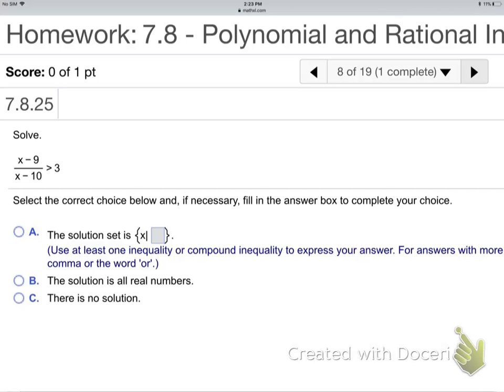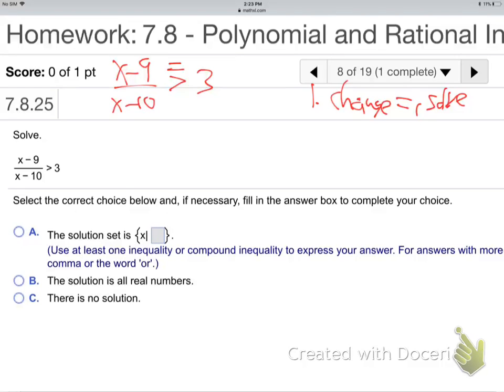Now they're ramping it up a little bit. This is where it gets a little bit ugly. So, okay, let's write out what we're doing. Step one. What is step one? Cross multiply, that's 3 over 1, a diagonal kind of thing. Solve for X there.